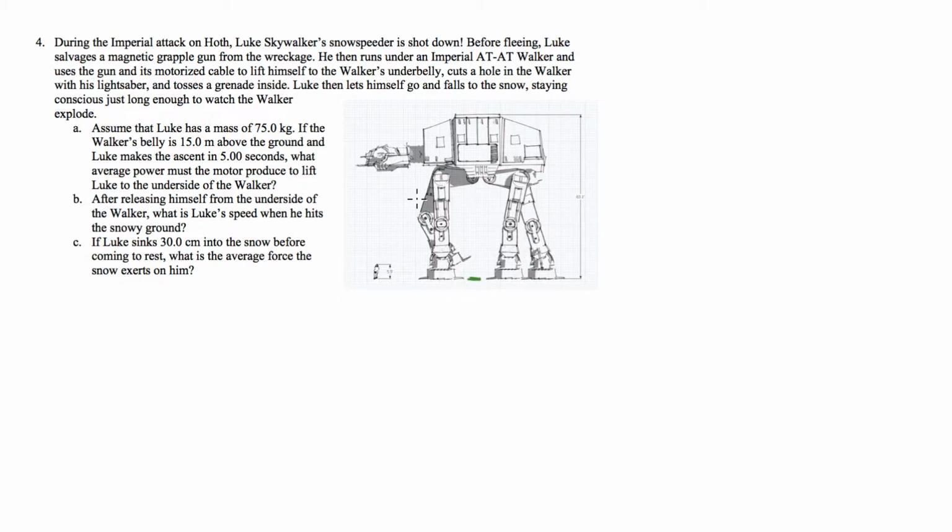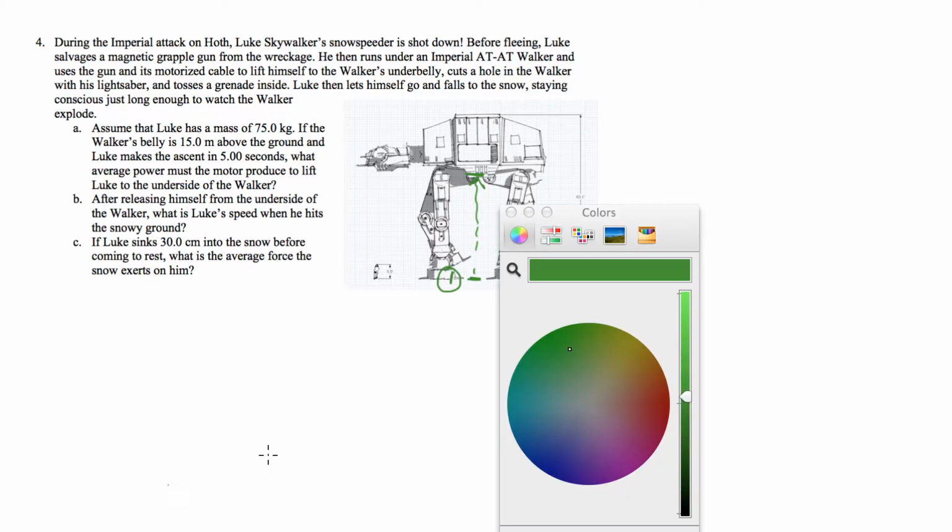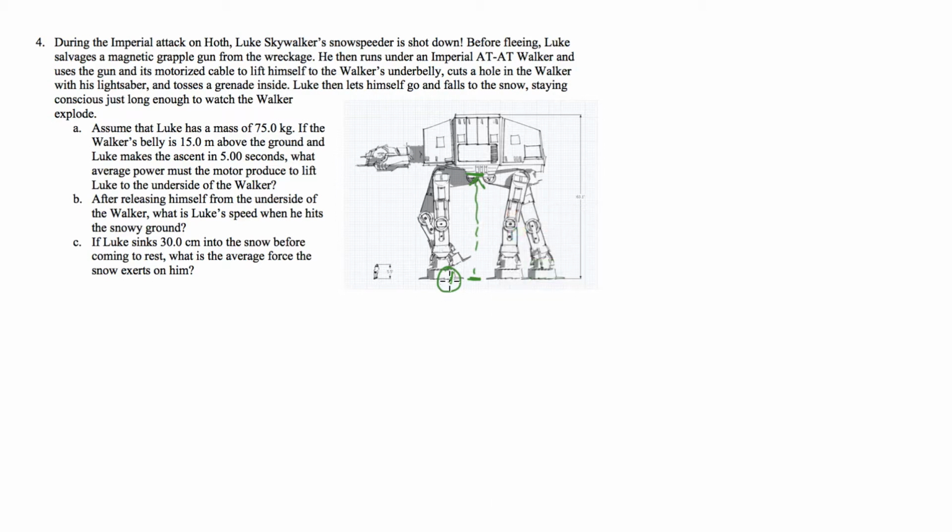So there's a little motor on the cable. Attach his belt somehow, and so he goes up. Okay, so the first thing he's going to do is go from the ground, which I'm going to call 1, with a different color, maybe a darker green. Then he's going to go up to 2, which is right underneath the belly of the Walker.